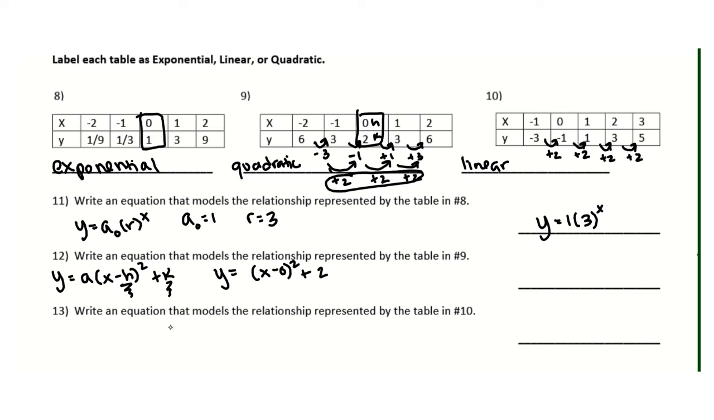Well, I can simplify this a little bit, right? x minus 0 is just going to be x. So I'm going to have y equals x squared plus 2.